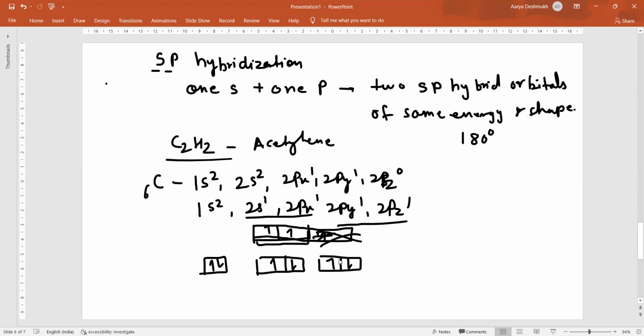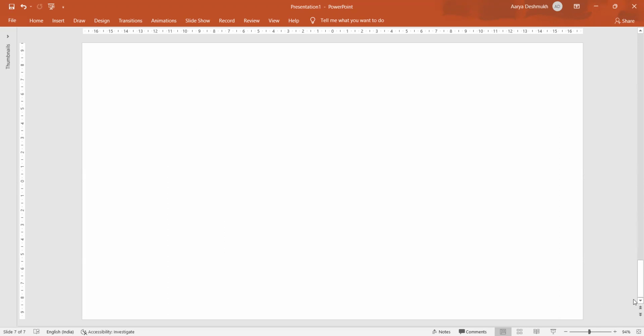So these sp hybrid orbitals of the same energy and shape are formed, and the two hybrid orbitals are placed at an angle of 180 degrees. And the other two p orbitals, that is 2py1 and 2pz1, do not participate in hybridization and they are at right angles to the hybrid orbitals. Okay. Now, let us proceed further.